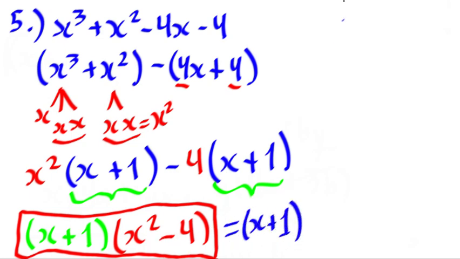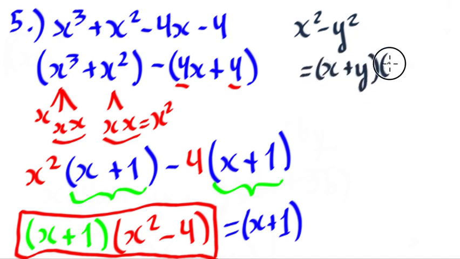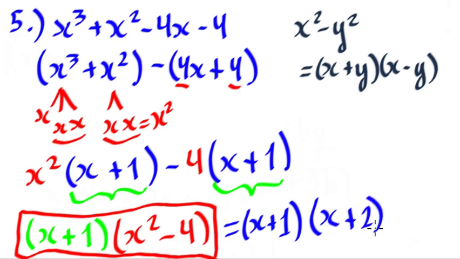So the difference of two squares, can you remember that? Let's make use of a black pen here. If we have x squared minus y squared, it's equal to the first grouping x plus y, and then the second grouping x minus y. And if we apply that here, what we have is x, square root of x squared is x, square root of 4 is 2, x plus 2, x minus 2.